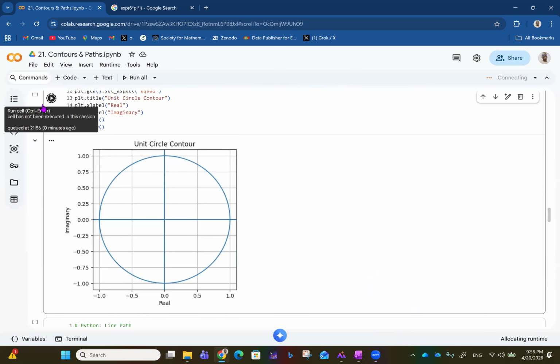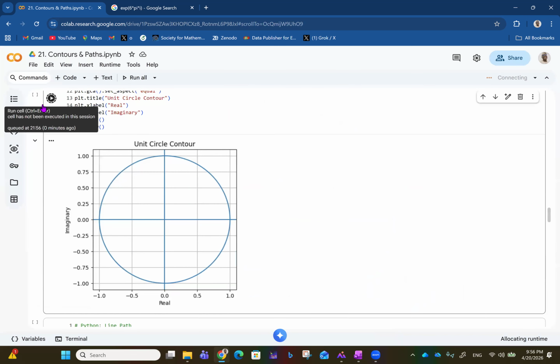Then we have practice problems as usual. Let me see if I can show 10 at once. Okay, I think this will be too big for 10. So we have basic parameterization issues. You have to parameterize the straight line from 0 to 2 plus i. So this would be like 2t plus it or something like that.